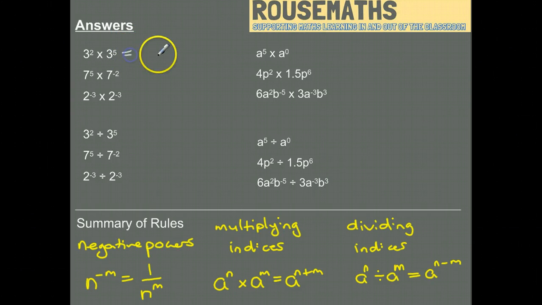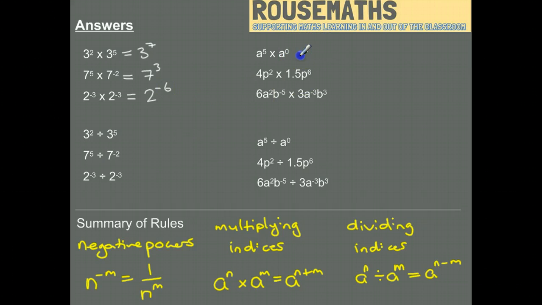Okay, so the first one is a multiplying indices, so we're going to add the two powers together, and that gives us 3 to the power 7. For each of these, I'm just going to leave it as a simplified answer. I'm not going to give the numerical answer. Again, this is the multiplication one, so we're going to add the powers together. 5 plus negative 2 is 3. For this one, we've got 2 to the power. We're going to add them together, so we end up with negative 6.